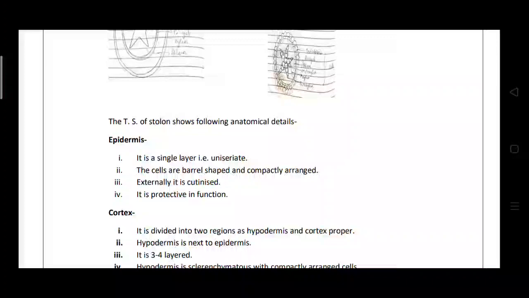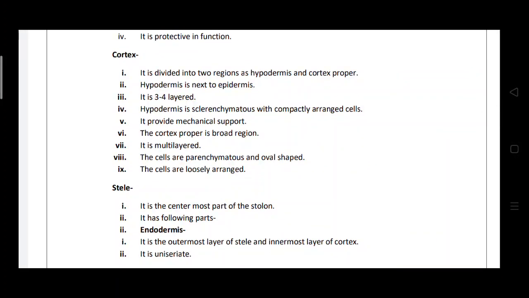The transverse section is divided into three parts, that is epidermis, cortex and stele. The epidermis is uniseriate, the cells are barrel shaped and compactly arranged. It is externally cutinized and functions as protection. Then the cortex region is divided into two parts, hypodermis and cortex. The hypodermis is made up of sclerenchymatous cells which are compactly arranged and provide mechanical support. The cortex region is a broad region, multi-layered, and made up of parenchymatous cells.